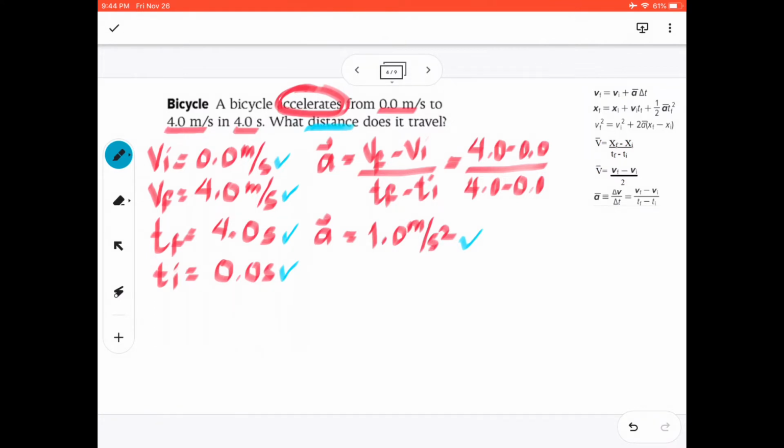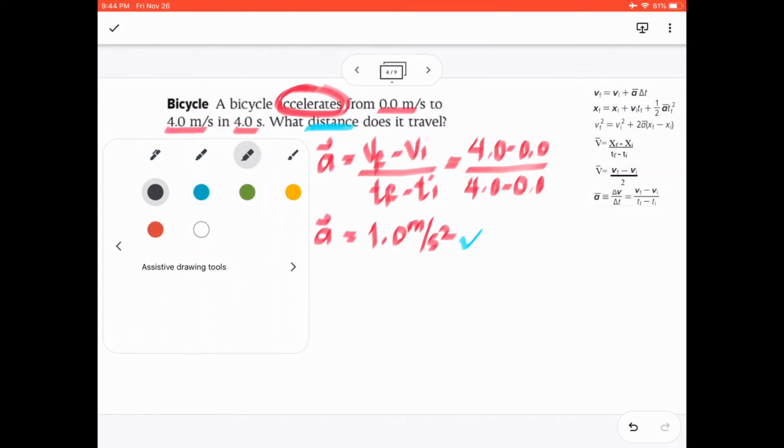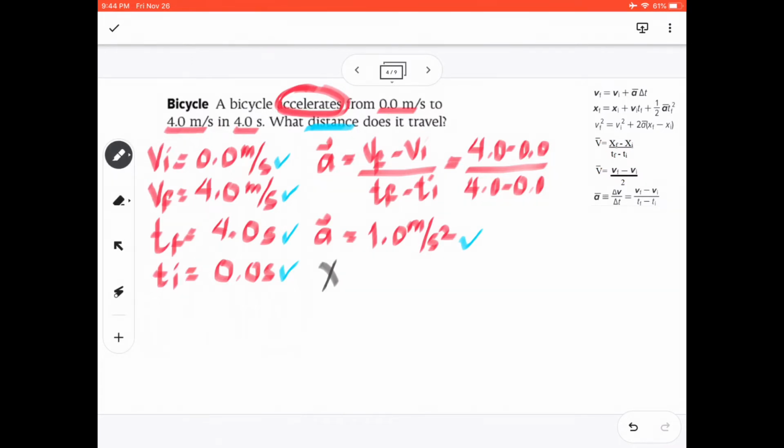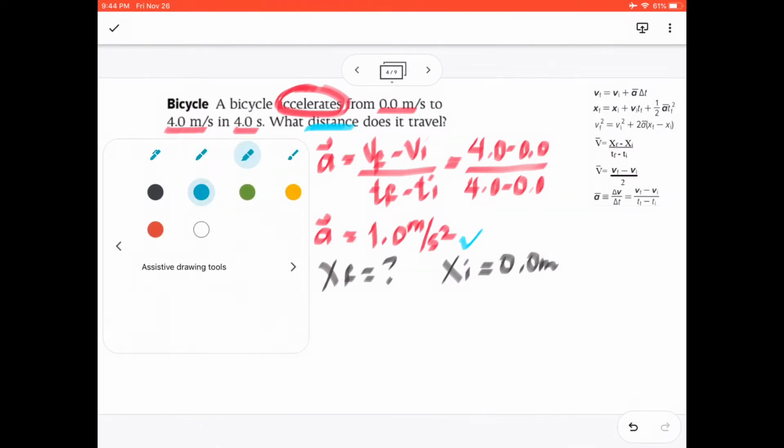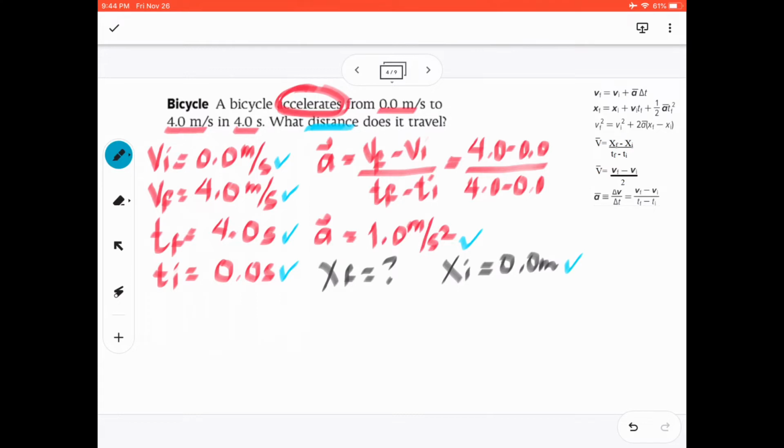So in this case, we will find XF. What is XF? It's unknown. And then we have to assume that it has started at the origin, so XI is 0.0 meters. So we also have that value, XI. Now, which of these formulas given over here will fit the givens of our problem?